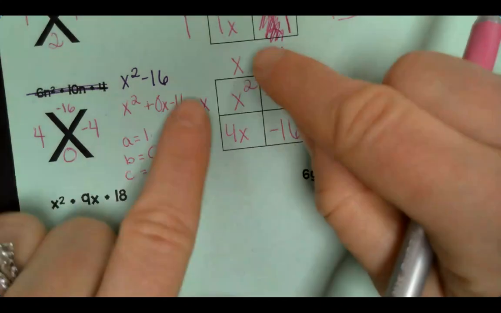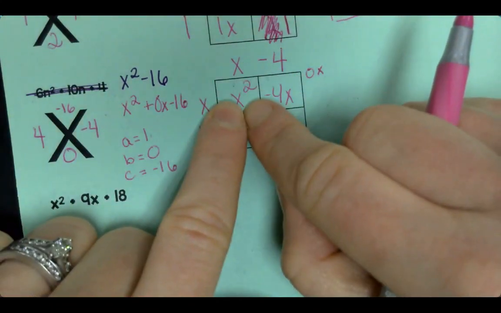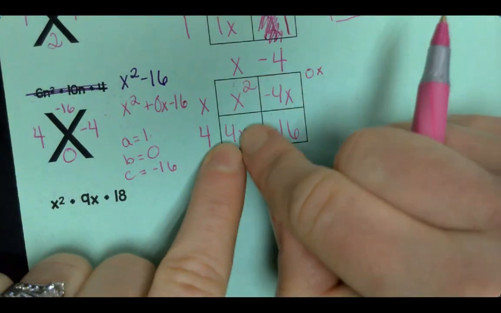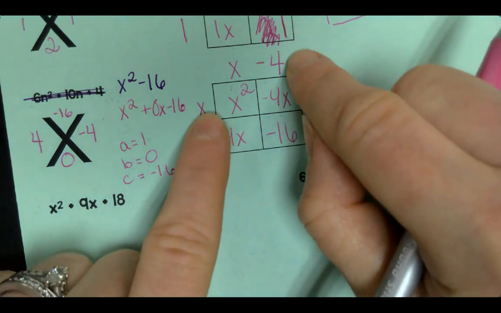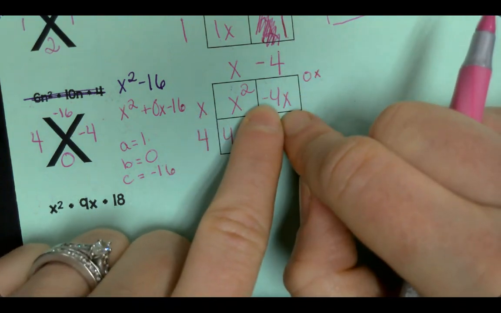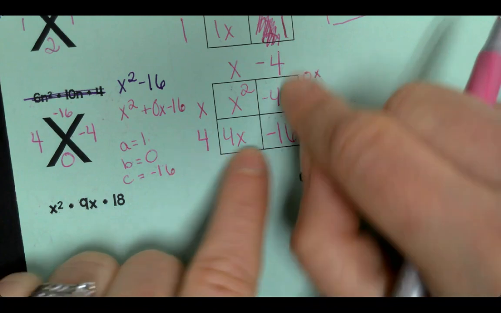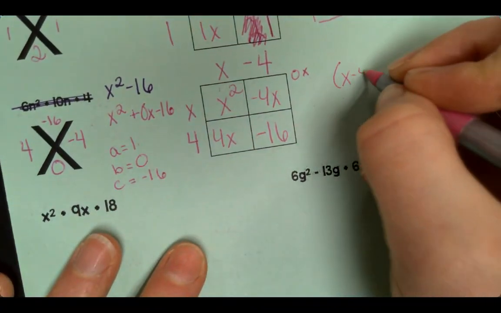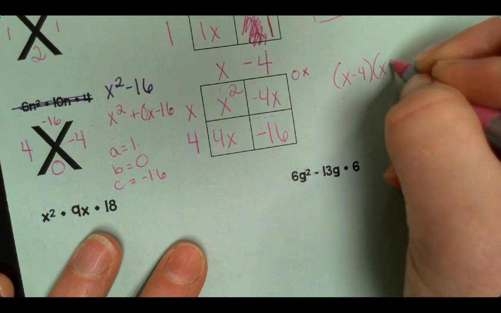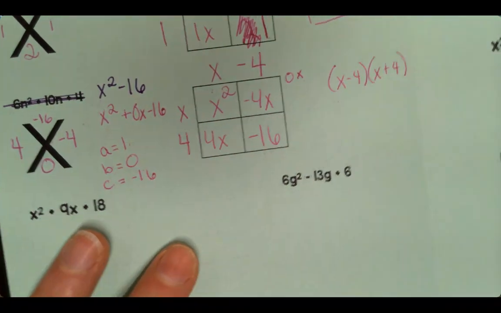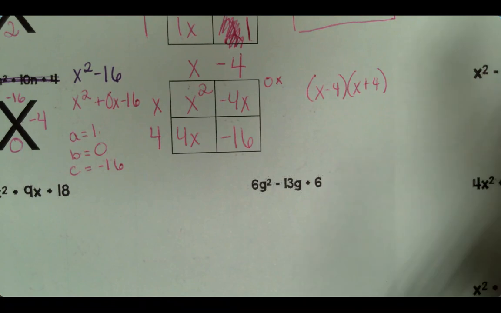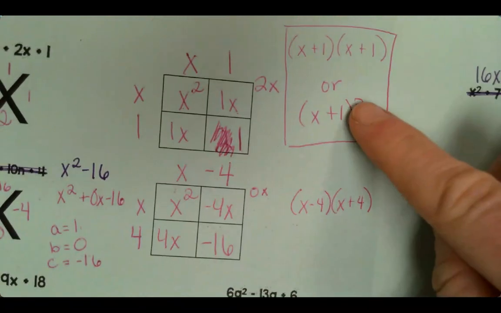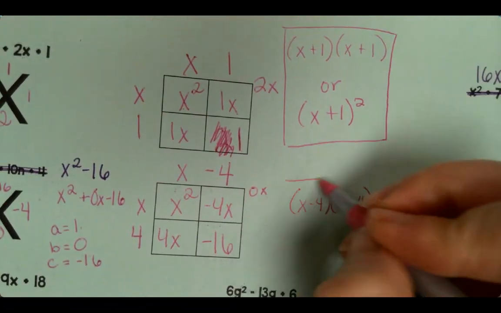You can always check back by multiplying x times x to get x squared. x times 4, 4x. Negative 4 times x, negative 4x. Negative 4 times positive 4, negative 16. So it's x minus 4 times x plus 4. And we can't write that any simpler because they're not the exact same. The other one was the exact same thing.